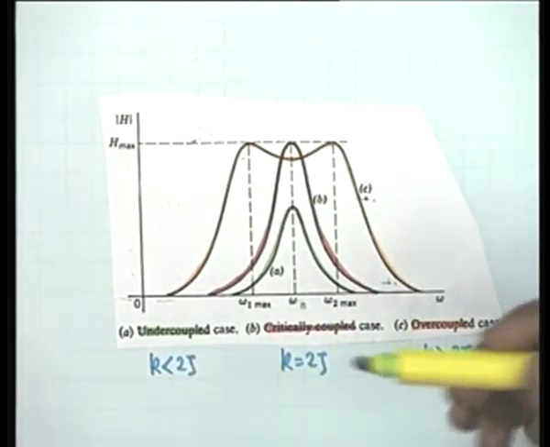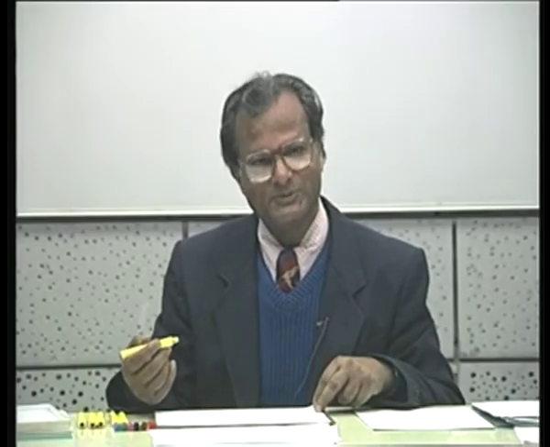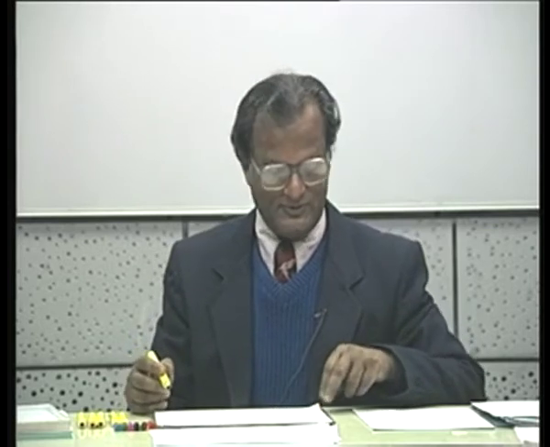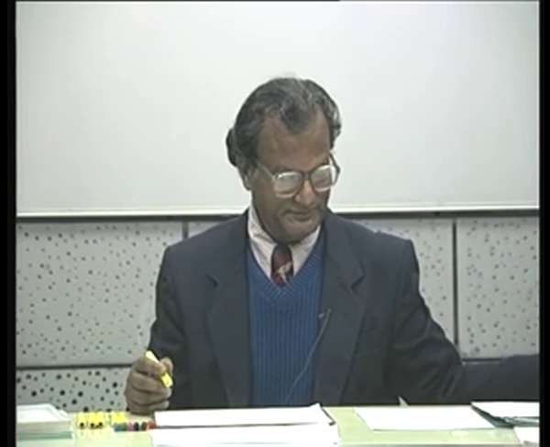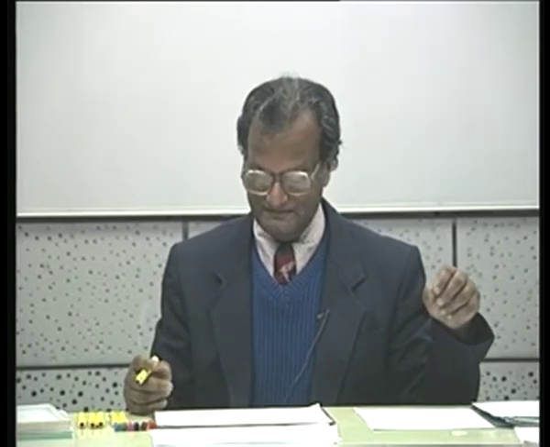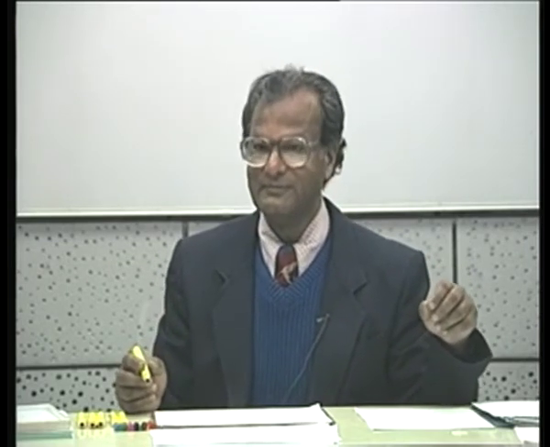And irrespective of the value of K, irrespective of whether it's an undercoupled case or critically coupled case or overcoupled case, we shall have at least 2 half power points. Alright? And if we have 2 half power points, naturally we can determine. For the overcoupled case there can be 4 half power points.